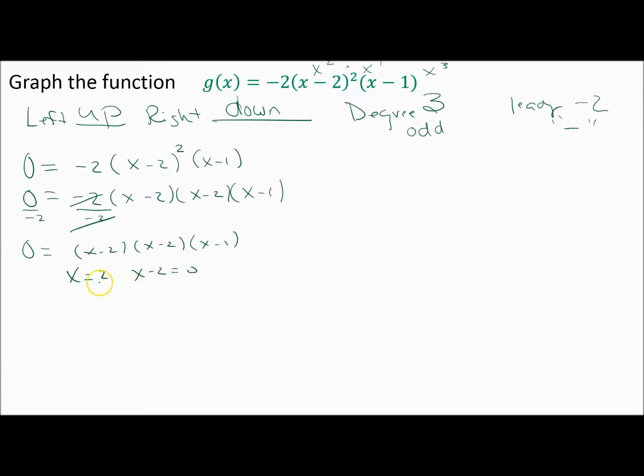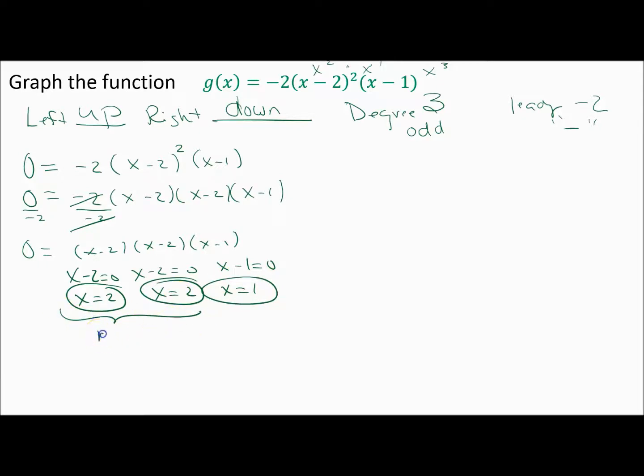Now you see what I'm doing. I'm setting every factor equal to 0. Actually, the first one I went ahead and solved, but I really didn't want to do that. So let's go back and set x minus 2 equal to 0, x minus 2 equal to 0, and x minus 1 equal to 0. And this gives me x equals 2, another x equals 2, and x equals 1.